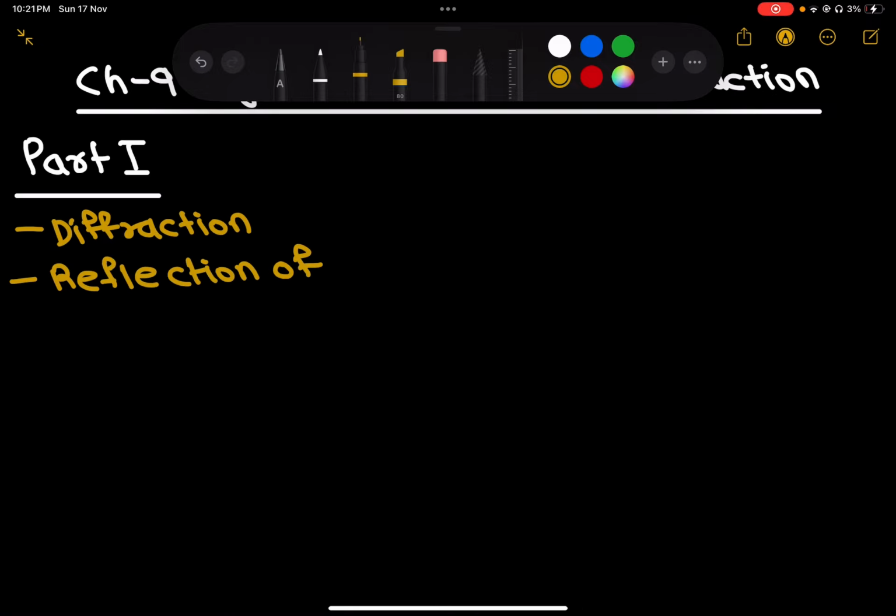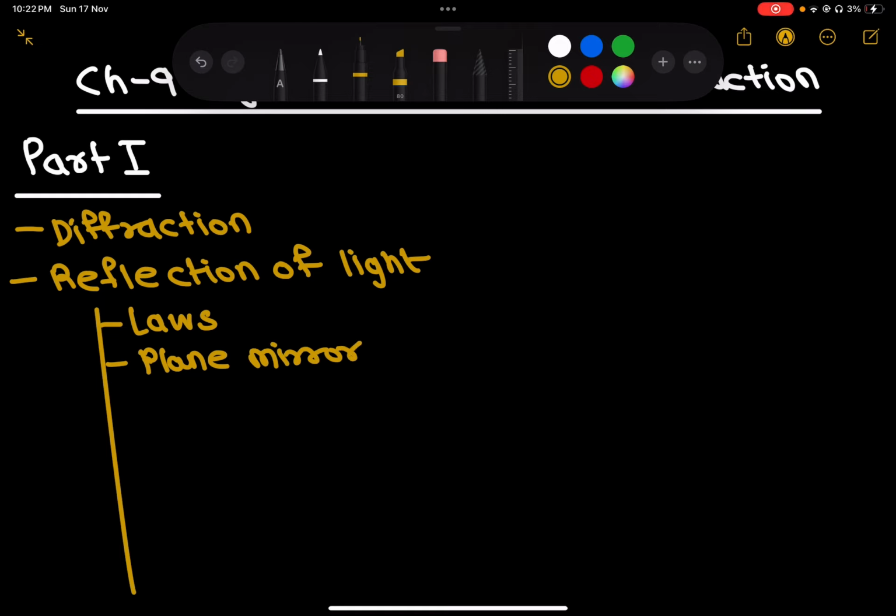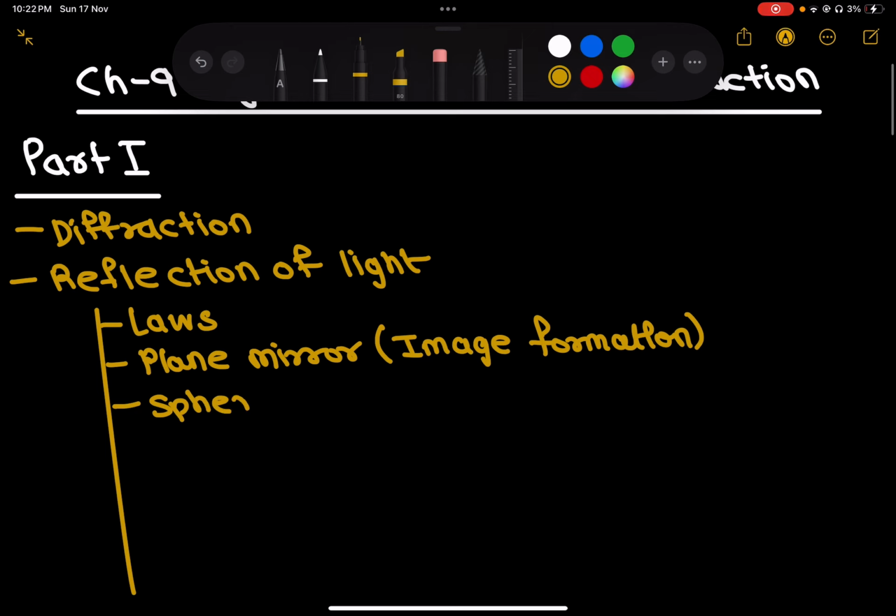Under reflection, we'll start with the definition and then we'll cover the laws. There are two laws, you might know them already, but still. Then we'll go to the plane mirror and image formation. And lastly, we'll see spherical mirrors, an introduction, and some terms related to spherical mirrors, which we'll use in further formulae and definitions. So that's it for this part, and these are the topics.